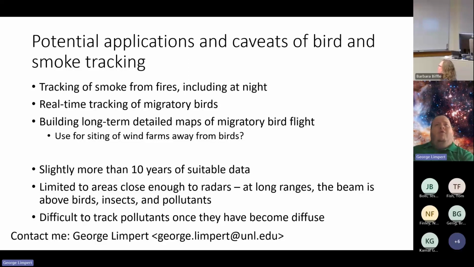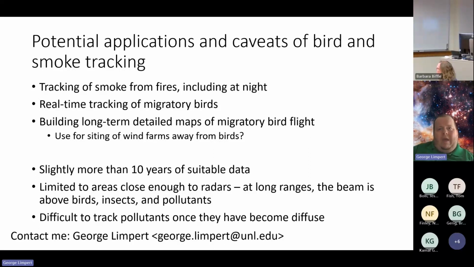And I offer the example of wind farms, but I'm sure there are better applications or other applications of this as well. I don't know what these are. I'm a meteorologist, but I wanted to just describe the capabilities of this. And also, to be honest, a few of the caveats of this. So we have a limited amount of data here. We have a little more than 10 years from when we started collecting this data.